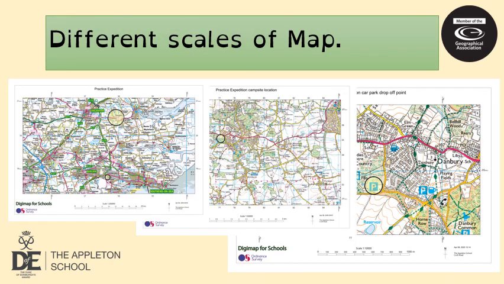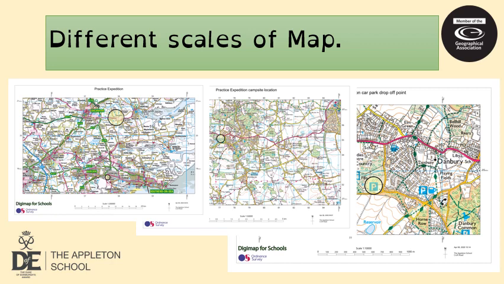I introduced different scales of maps early on in the training, in fact in training session number 1. And I used Digimap for Schools for most of my DofE training as the students are familiar with it. I'll start the first session by looking at our school location in relation to the first campsite area that we use for the bronze practice expeditions. And we use different scales of map to investigate where we're camping and how to actually get there. We ask students to think about how they might travel to the expedition location, which roads they might take and where the area is near.